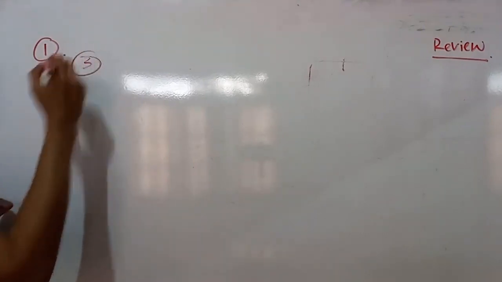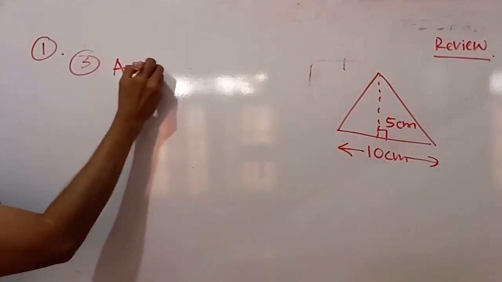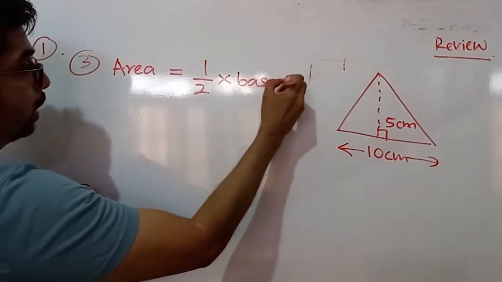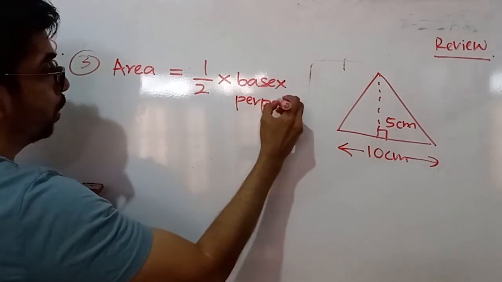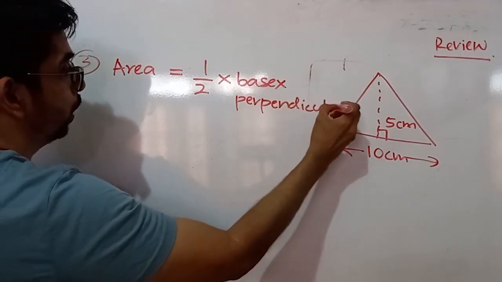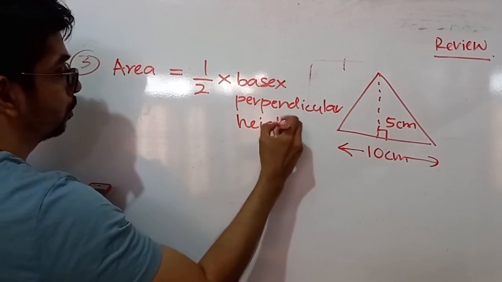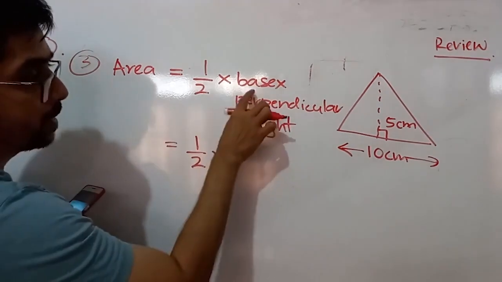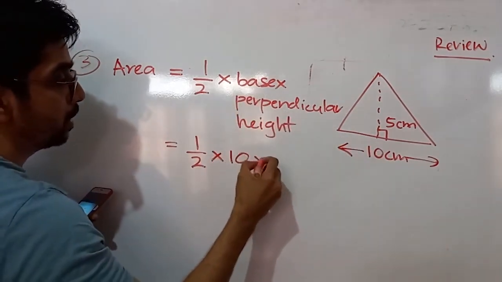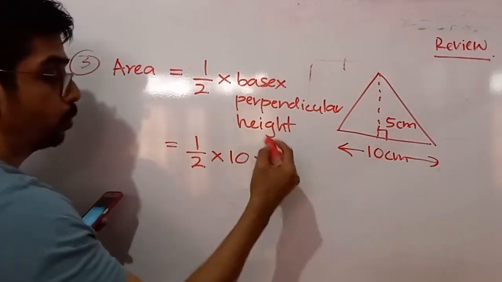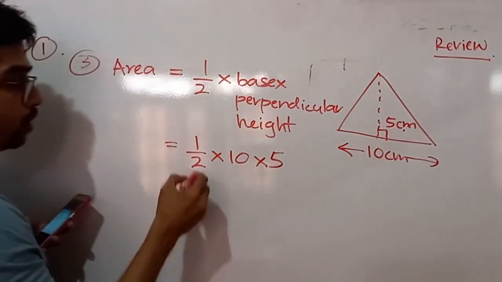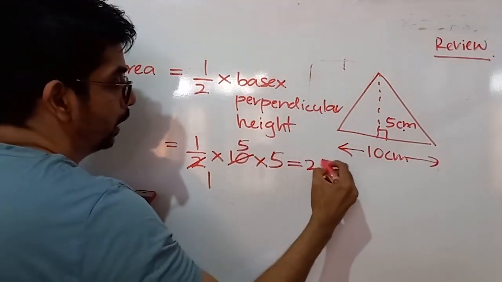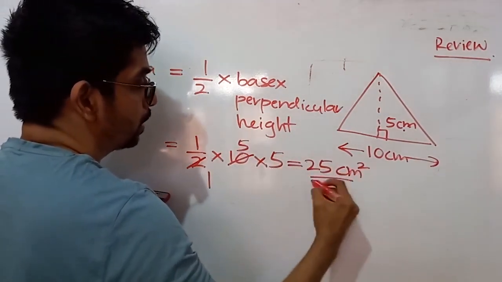So part 3, right? So area of a triangle we know half into base times perpendicular height, right? So equals half multiplied by base is what? Base is 10 centimeters. Perpendicular height here is 5 centimeters. So 2 times 1, 2 times 5. So here the area is 25 square centimeters.